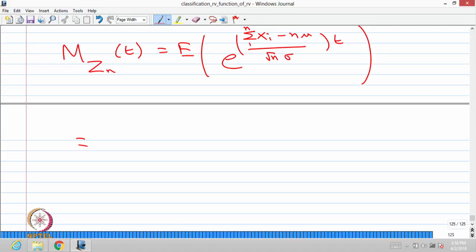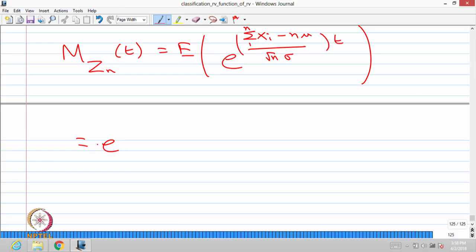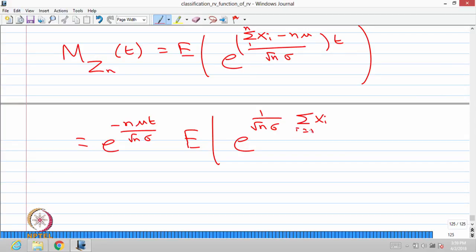This is possible as long as the MGF of Xi's exists. Therefore, we made the assumption that the MGF exists. All the constants you can take out. Therefore, it is going to be exponential of minus n times mu t divided by square root of n sigma, multiplied by the expectation of e power 1 divided by square root of n sigma, times the summation of Xi's, i equal to 1 to n, times t.